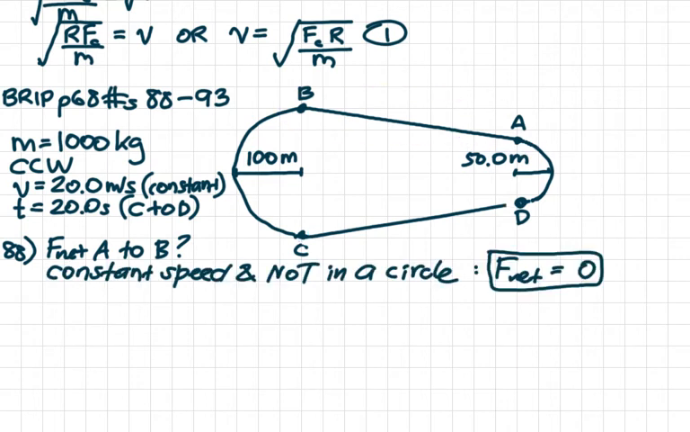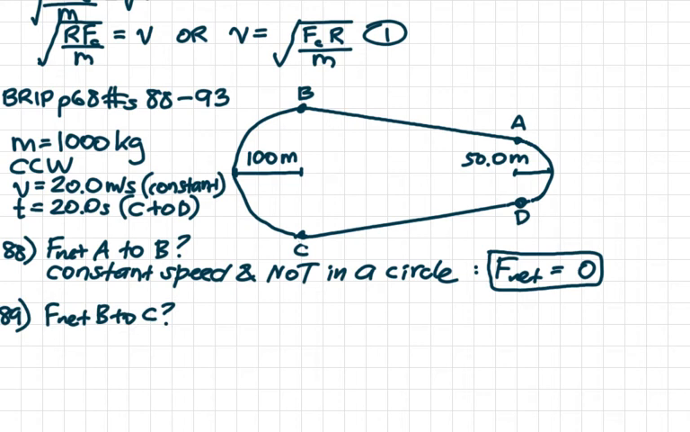88, if we were moving in a circle at constant speed, then the net force would be the centripetal force. But we're not moving in a circle going from A to B. It's a straightaway. So for constant speed and not in a circle, the net force is going to be 0. But then 89 wants to know what's the net force from B to C.